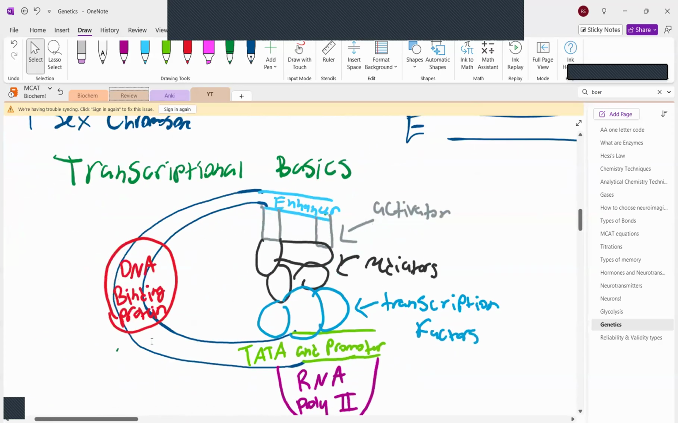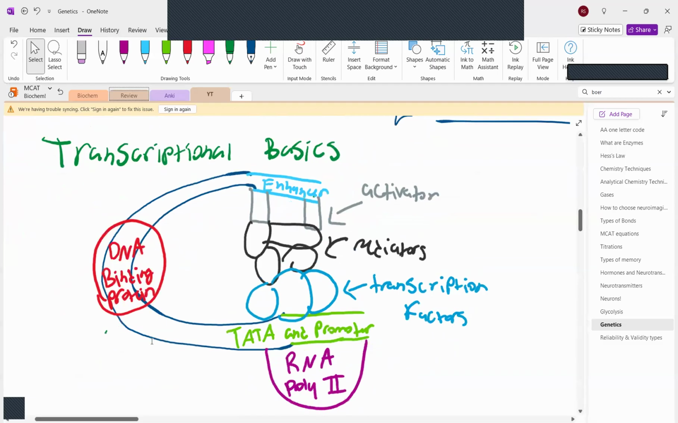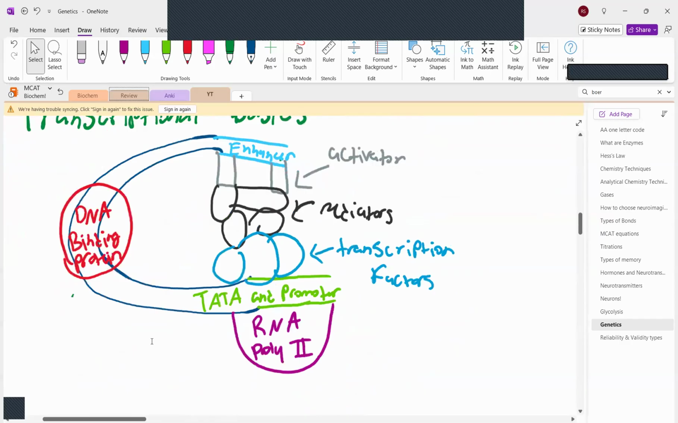The DNA binding protein basically forces the enhancer and the TATA and promoter sequence to be close to each other so that this can actually happen. So transcription factors can bind, and then they'll attract RNA polymerase 2. It's very important that it's RNA polymerase, not DNA polymerase, since you're forming mRNA. Typically, there are also different types of RNA, but messenger RNA is what will get translated by ribosomes into proteins.